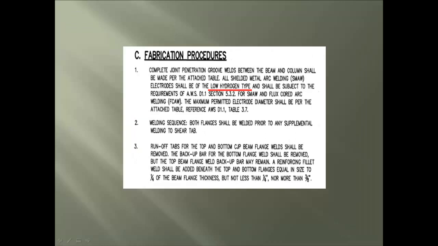We start with the electrodes, which shall be low hydrogen type. Next, we see the flanges need to be welded prior to any shear tabs. Third item is the requirements for the runoff tabs.